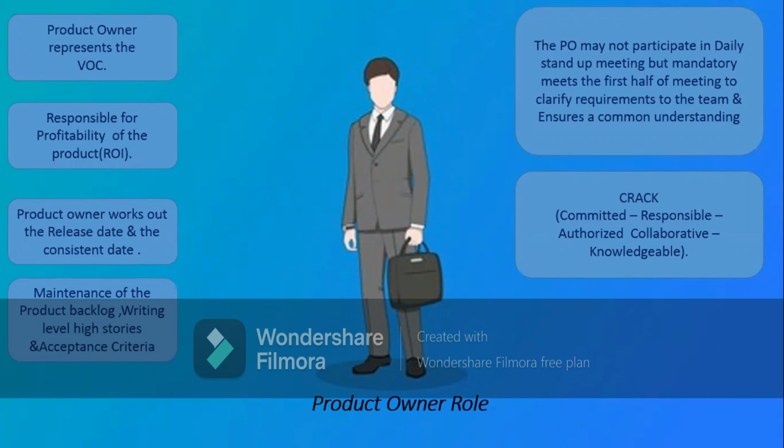The PO does not need to participate in the daily stand-up meeting. He just has to spend half a day in the sprint planning to give the requirements to the team, and they spend the other half day on the estimation. So we have a common understanding and rapid communication between them. The product owner, remember, is a CRACK. It means he is a person of commitment: the word he says, he is committed to. He is responsible, he has authority, he is collaborative, working with the whole team back and forth, and he is knowledgeable, with skills and knowledge.